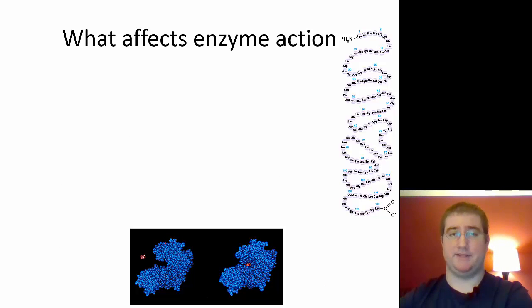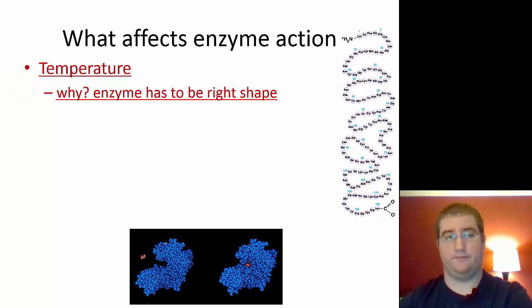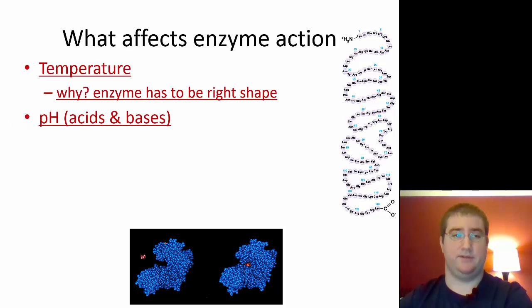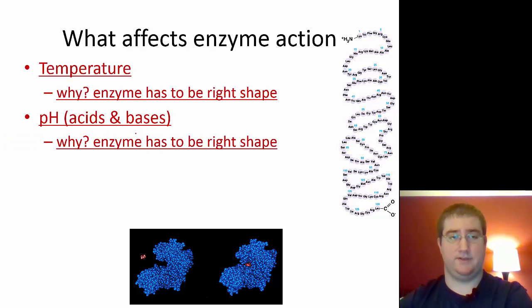We talked about how enzymes work, what actually are the main jobs of enzymes. Now the question is, what actually affects enzyme action? So what can cause enzymes to either not work properly or to work better? They are temperature. Why? The enzyme has to be the right shape, as we mentioned, and I'll go into more detail about temperature in a minute. pH, which is how acidic or basic it is. Why? Because the enzyme has to be the right shape. Again, pH can affect the shape.